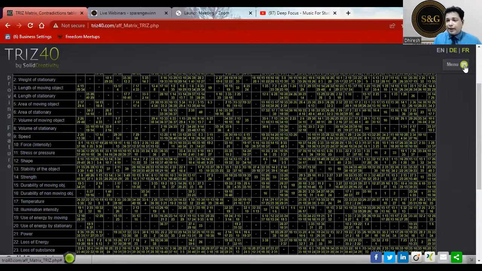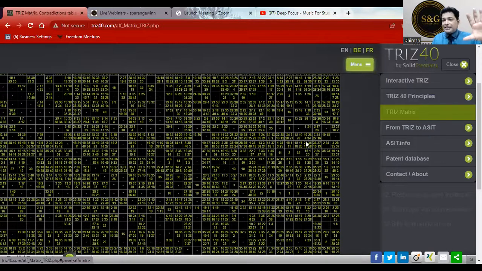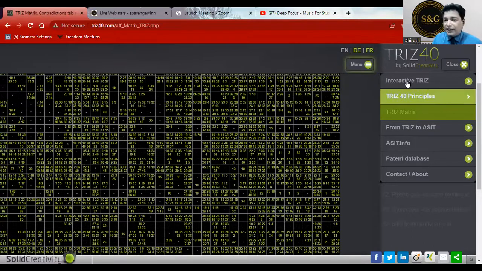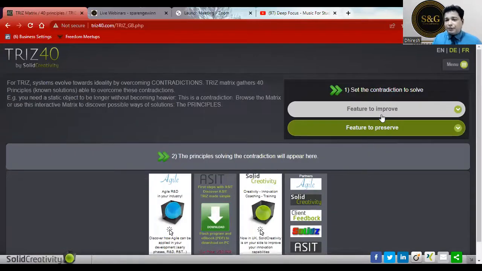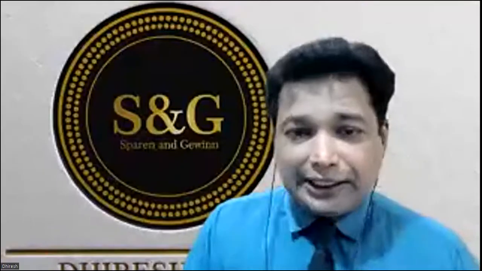Apart from this, you can explore and go to interactive TRIZ, which I just explained. You select one parameter, the feature to improve, and then the feature to preserve. Do some exploration. Read the PDF. Go through this entire recording again, and once it is done, we can discuss this in the next session.